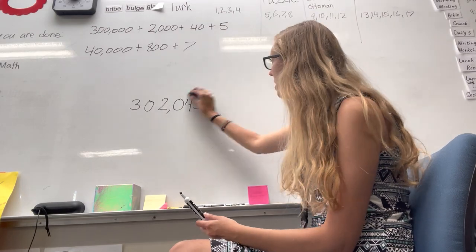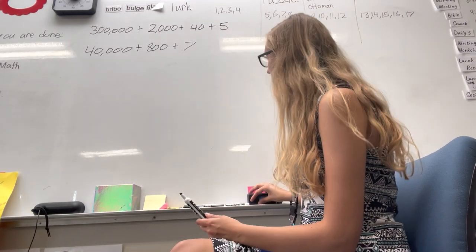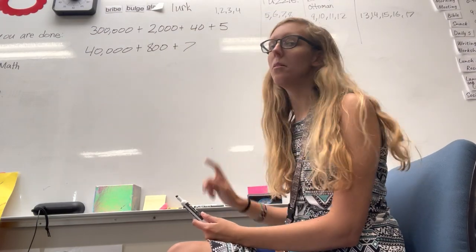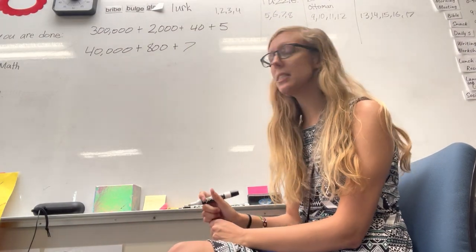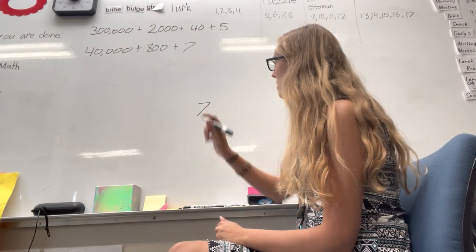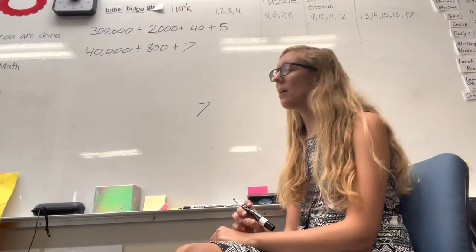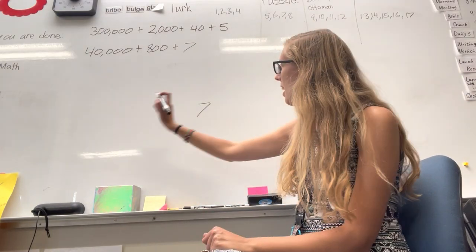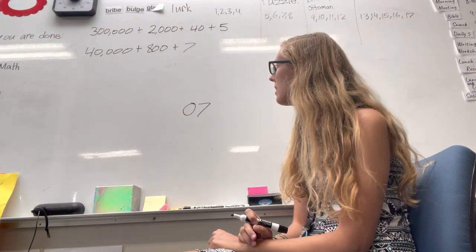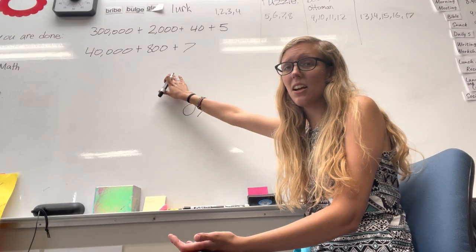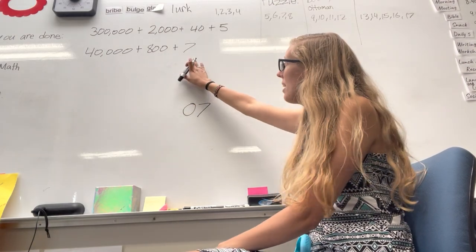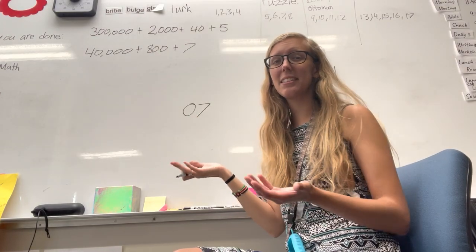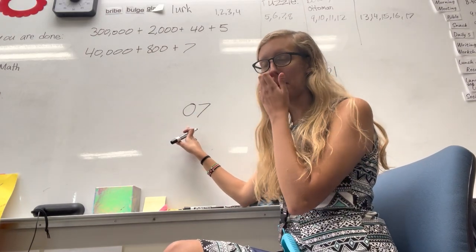All right, let's try another one together. This one right here, 40,000 plus 800 plus 7. So I'm going to start in my ones place. And I have a 7 in my ones place. Now, what do I have in my tens place? You guys are exactly right. I have a 0 in my tens place because there's nothing here that has a 10. We have something in our ones place and in our hundreds, but there's nothing in the tens place, so we have to put a 0.